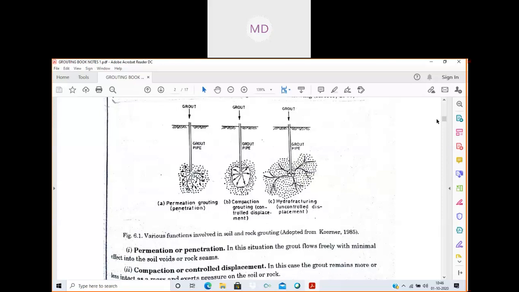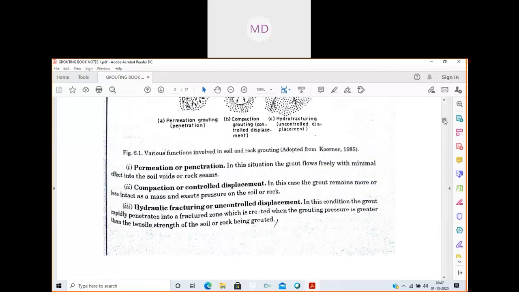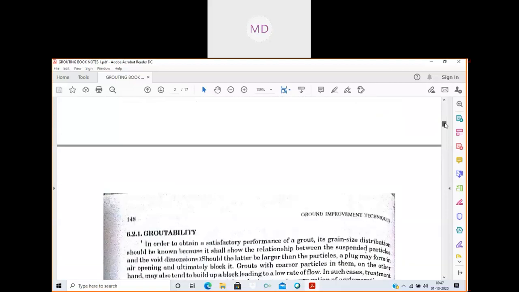Depending on the type of situation, what kind of work is required, what kind of performance is required, we select the different types of grout materials, and then what function it is to perform, we select that. Okay, so I hope it is clear till this much. Is it clear to all till this much? Okay, fine.